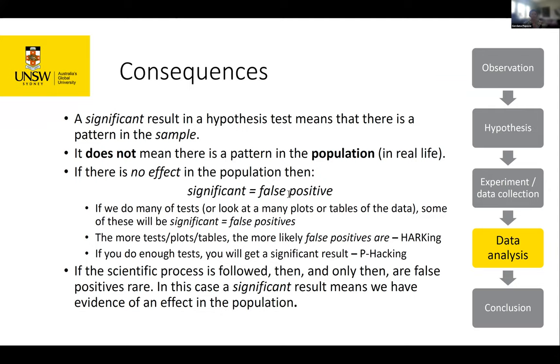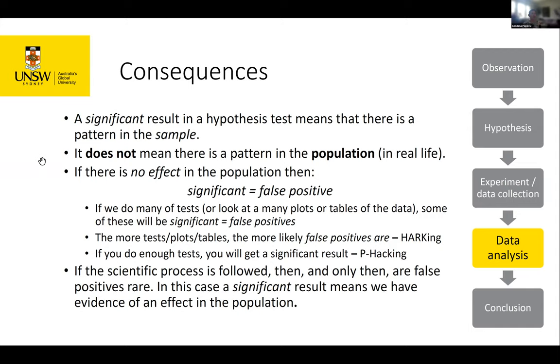So in that population where there's nothing going on, absolutely no connections between anything, if you do many tests or look at many plots or tables, some of these will be significant. Some of them will always be significant if you do enough. And so the more tests you do, the more likely you are to have some false positives. If you just keep going and going, eventually you'll find a significant result. And that's sort of p-hacking. It's only when you follow the scientific process that false positives are rare. False positives are very common if you don't follow the scientific process.